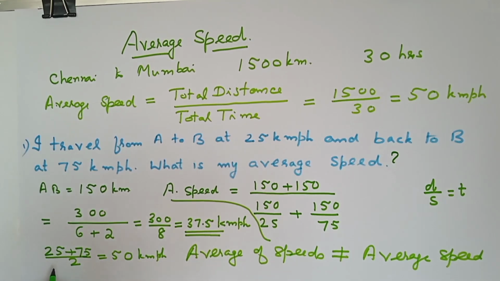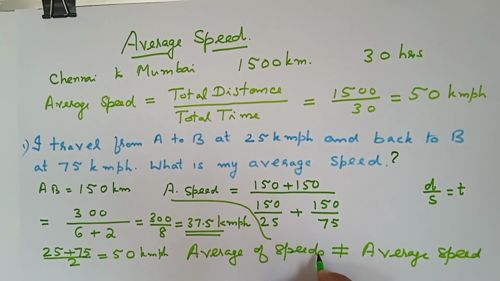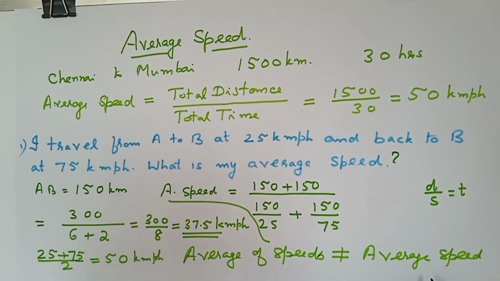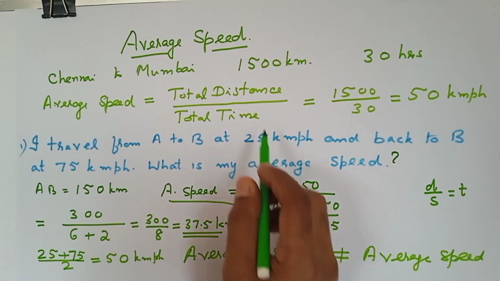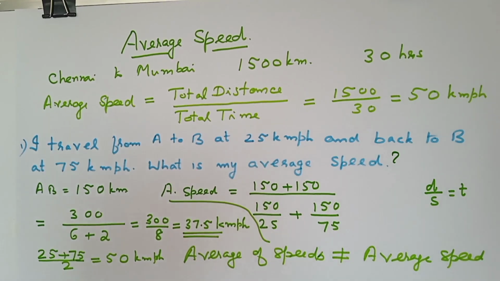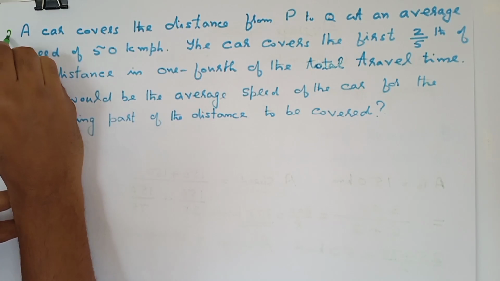So never do this process. Maybe you can use it when you're asked to find out average of speeds, which is not so relevant in any context. But if there is something where you have to work it out, you can do that. But average speed is always done using the basic result, total distance by total time, and that gives you 37.5 km per hour. The second question is this.